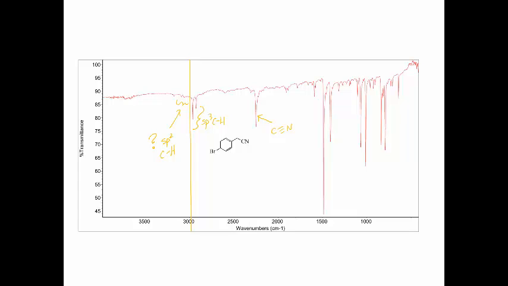We also see some bumpiness here below 2000. That again is the benzene ring. This one looks like it's a different pattern than the mono-substituted, and all the different substitution patterns have different patterns with them. But that's definitely peaks from the di-substituted benzene ring.